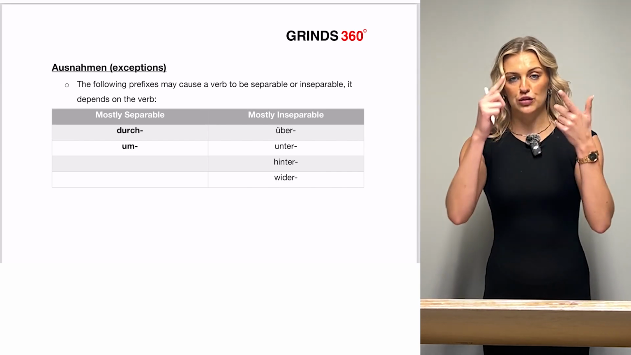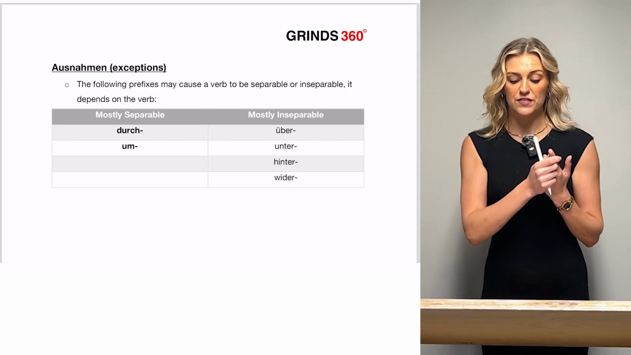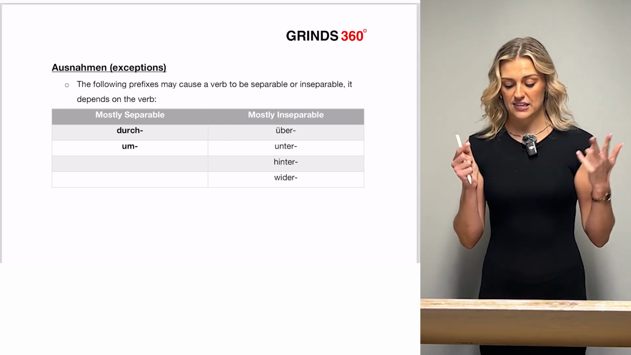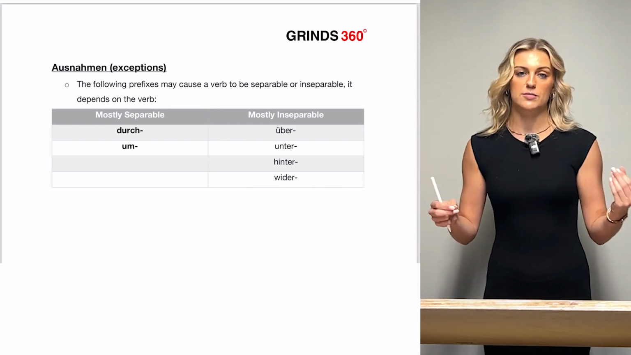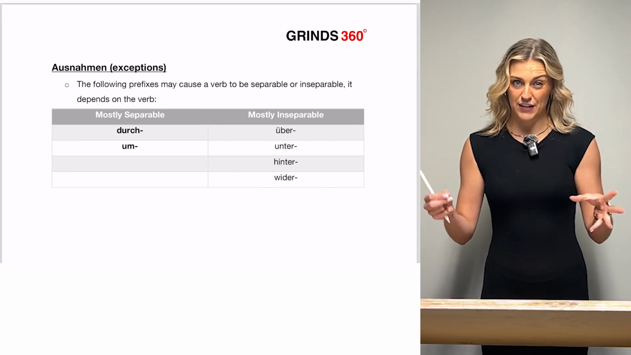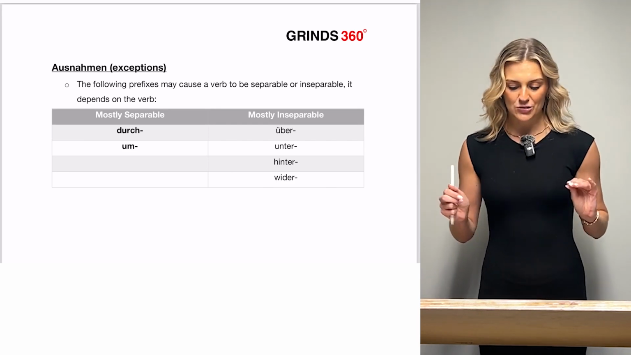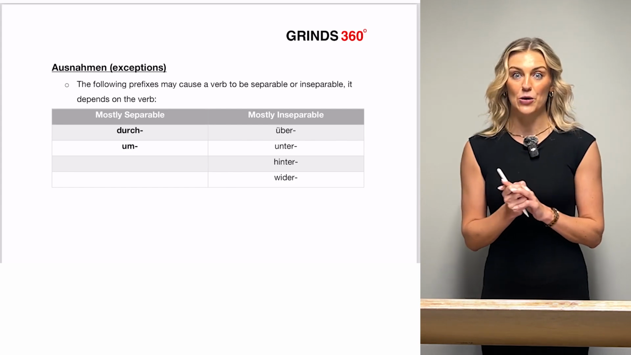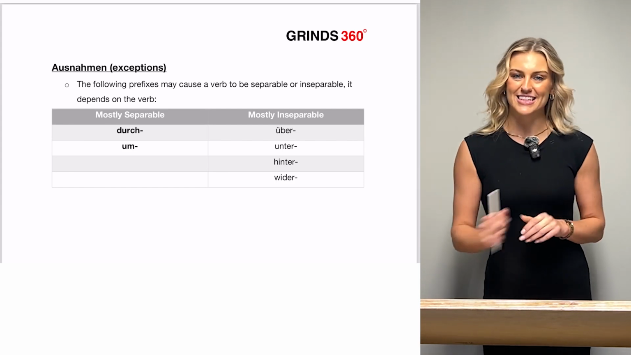So if you see durch and at the start of a verb, those prefixes generally, 9 times out of 10, will be separable, and same with über, unter, hinter, and wieder, 9 times out of 10 will be inseparable, but it can vary, so just be careful with those. So, das war's für heute dann. Das ist alles mit dem Präsens, everything with the present tense. So I hope that helps, und wir sehen uns im nächsten Unterricht.